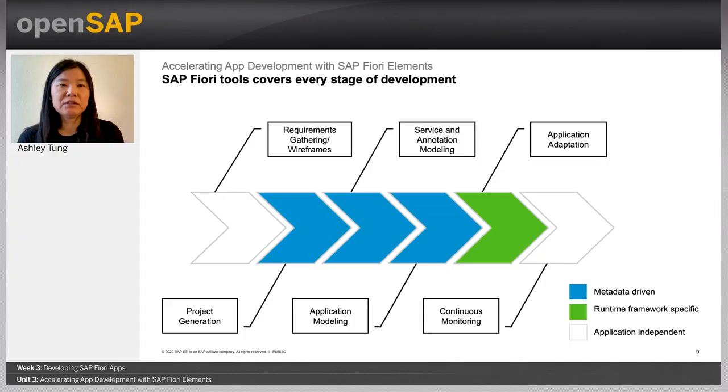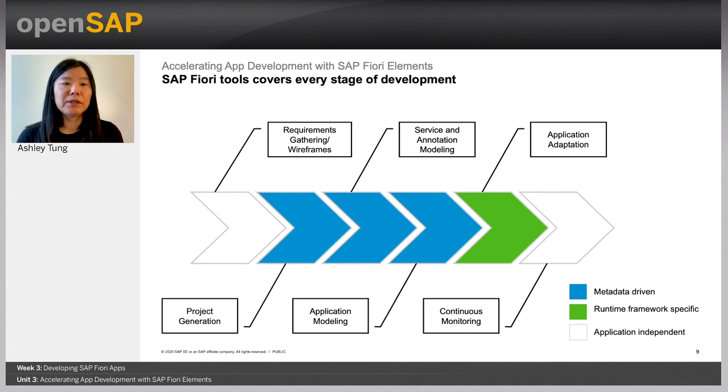SAP Fiori Tools covers the complete end-to-end development cycle. The requirement gathering allows you to collect requirements and validate that they can be achieved using Fiori Element applications. A critical component of the metadata-driven application is the modeling capabilities. This diagram shows the general progression of the lifecycle. This is how we approach the design of the tools.